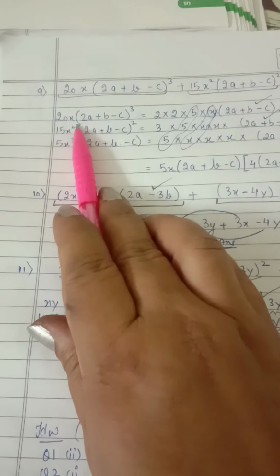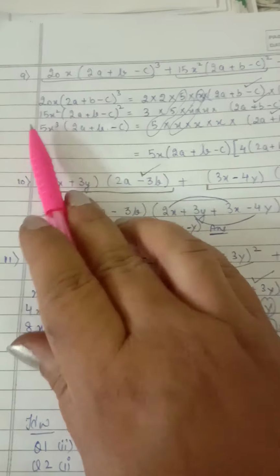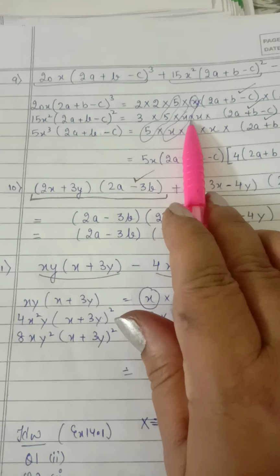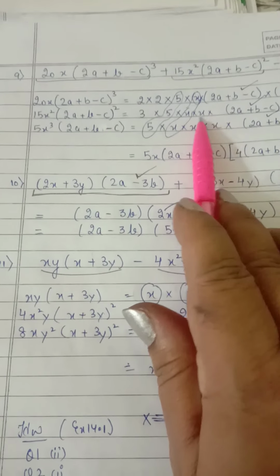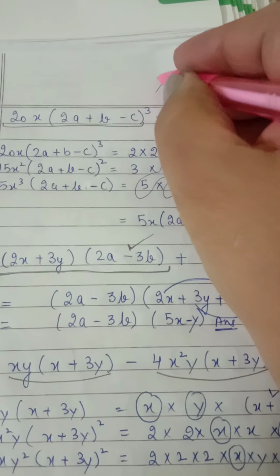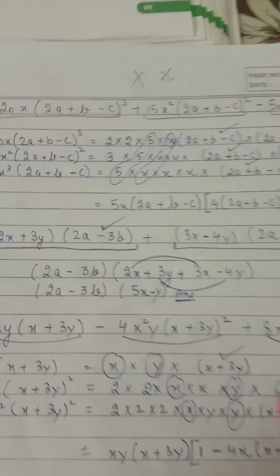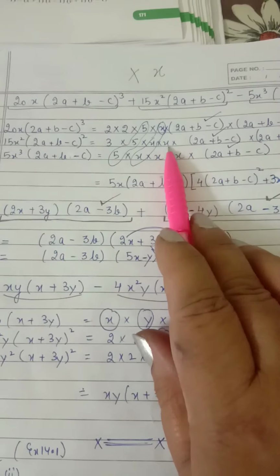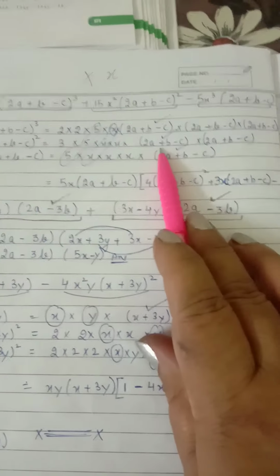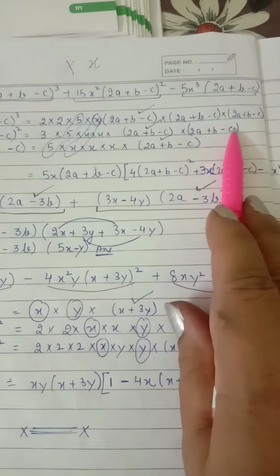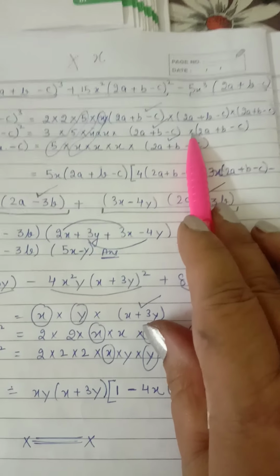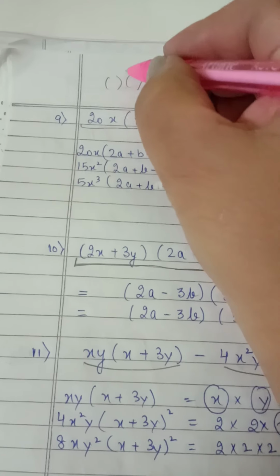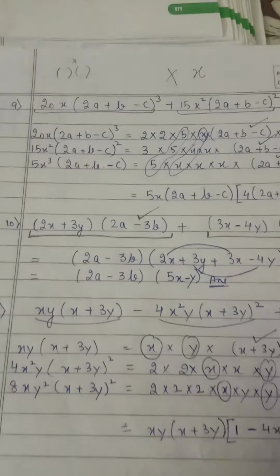Second, 15x square, the same bracket, but the power is 2. 15 can be written as 3 multiply 5, and x square is x multiply x. This is a multiplication sign, this is x. So the multiplication sign I am putting like this, and x I am writing like this. Please make sure the difference is quite visible. Multiply by, the power was 2, so 2a plus b minus c will be written 2 times. The sign of multiplication can be omitted also, because when there are two brackets, in between there is no sign, that is always considered as a multiplication sign.